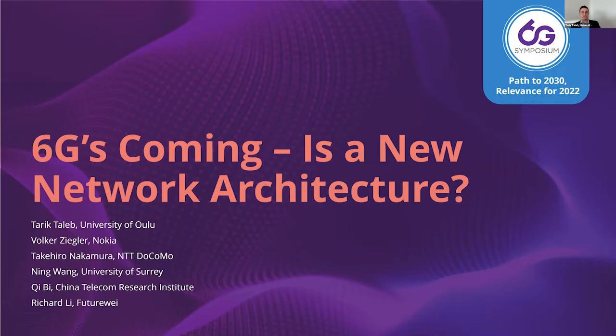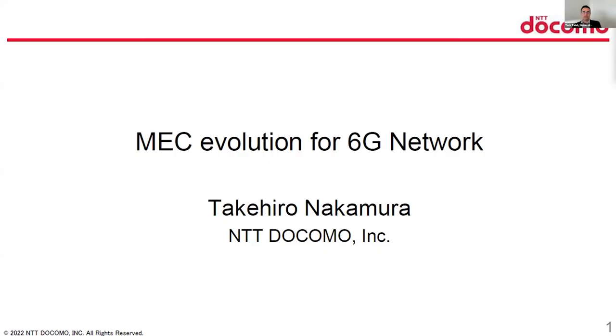Thank you so much, Volker, for this very insightful talk. Indeed, the 6G architecture will consist of different components. The cloud layer and cloud fabric, as you have mentioned, will play a major role there. And this will bring us to the second presentation or opening statement, to be given by Nakamura-san, about the MEC evolution, multi-access edge computing evolution, within the context of 6G network. Nakamura-san, the floor is yours.